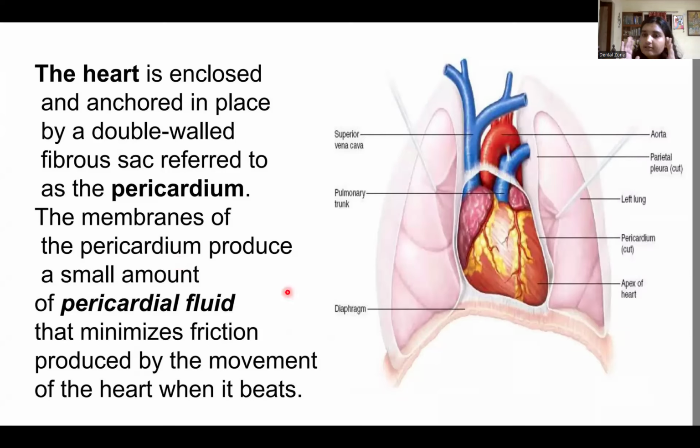So our heart is covered by a pericardium, and between the membranes of the pericardium there is a small layer of pericardial fluid. Its function is to lubricate, so that when the heart pumps, that is, when the heart contracts and beats, it does not produce any friction and can easily do its movement, right?